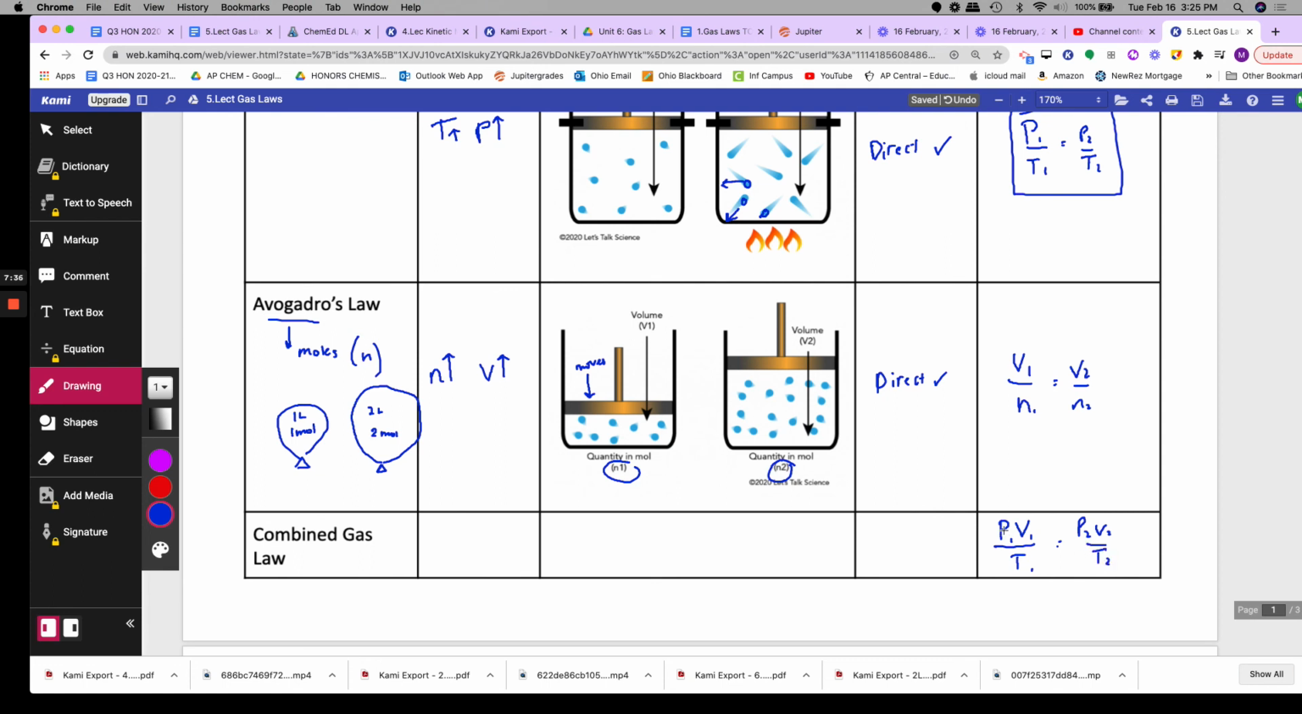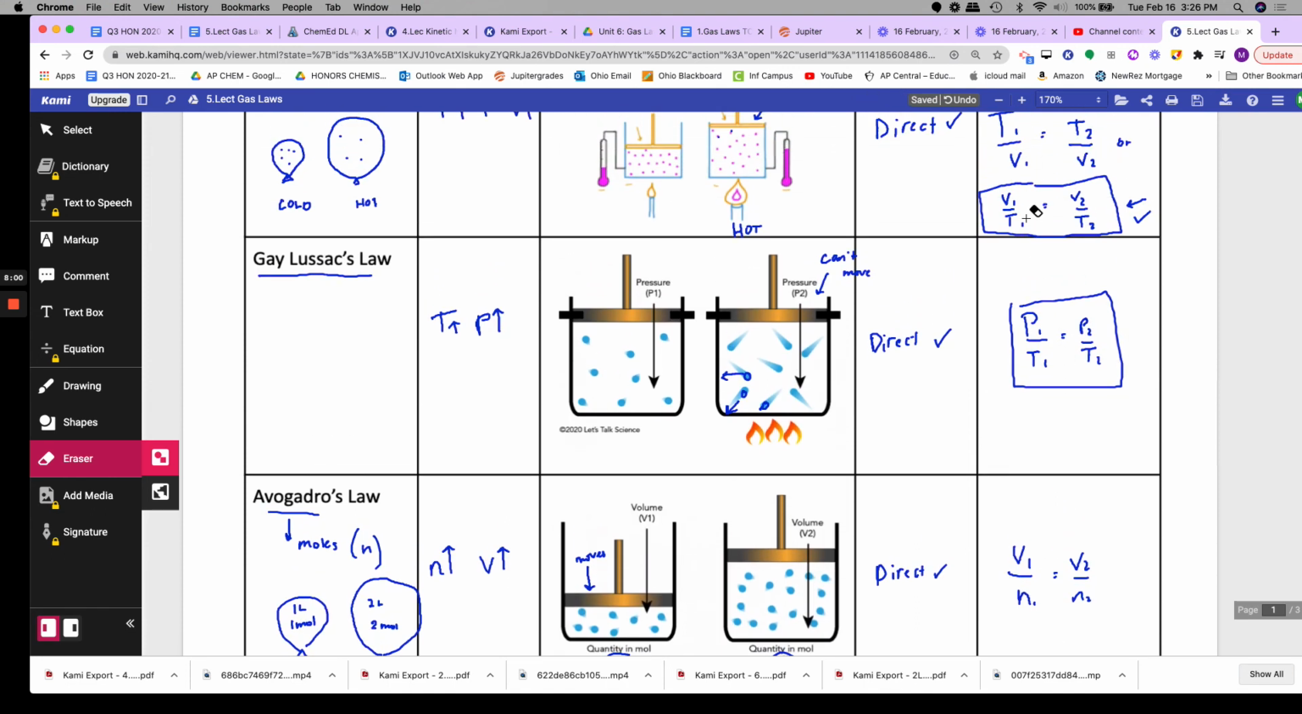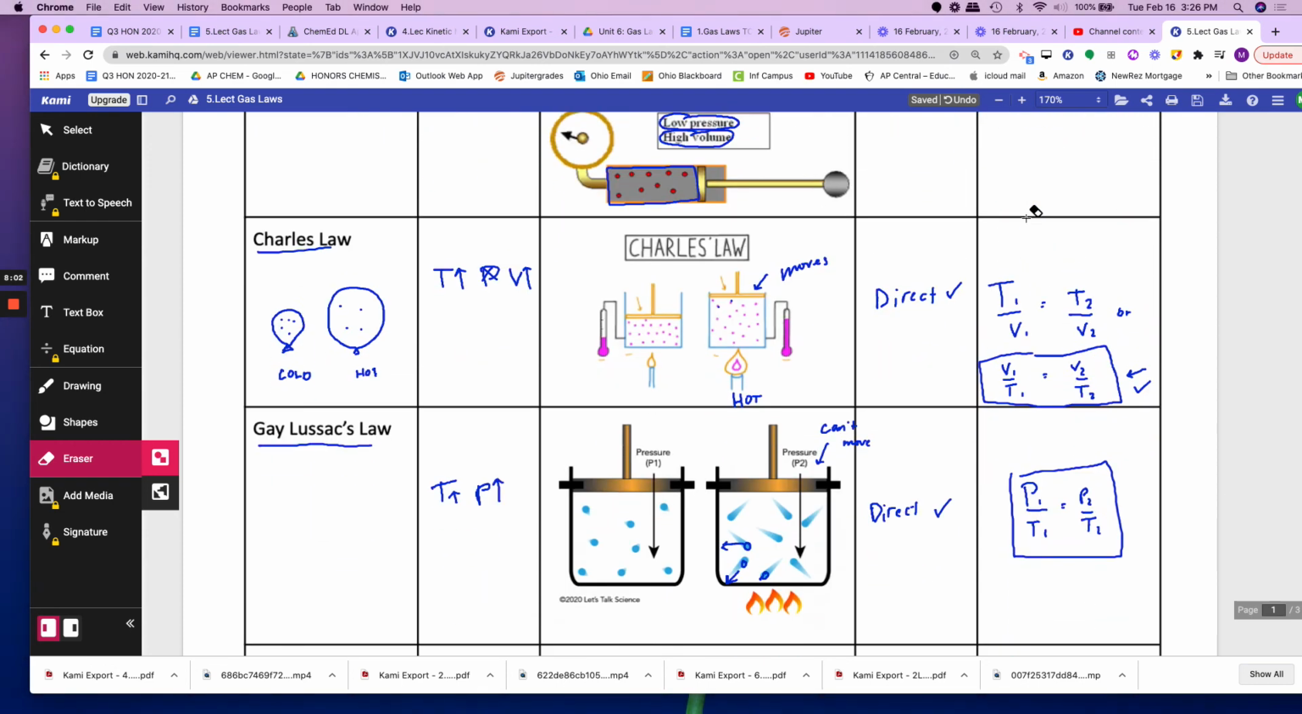Okay, as you can see, P and V are inversely related. If P goes up, V goes down. While P and T are direct. If P goes up, T goes up. If V goes up, T goes up. That's why that's the relationship. So the difference between the other laws and the combined gas law is that you can have 3 variables changing at the same time, while with these, you're only changing 2 variables at the same time, keeping the rest of them constant.